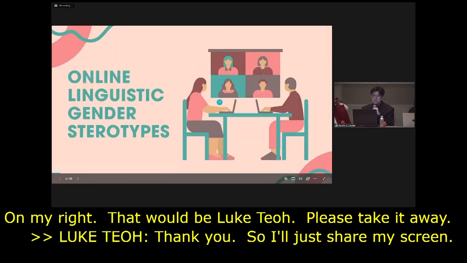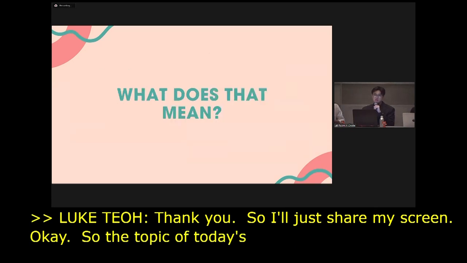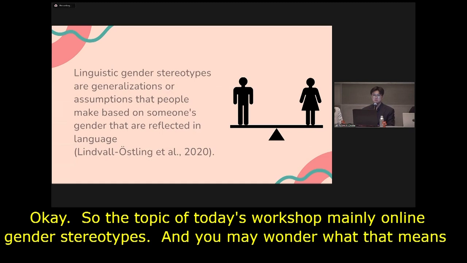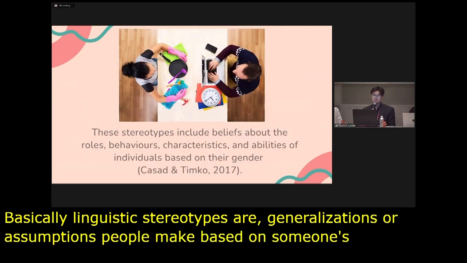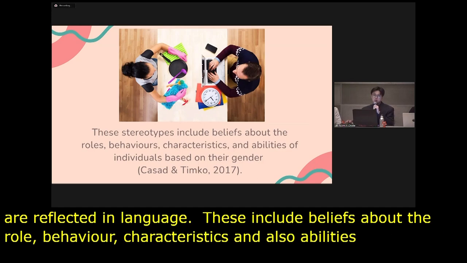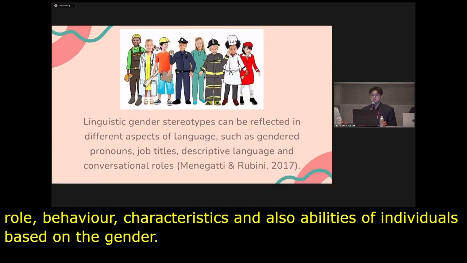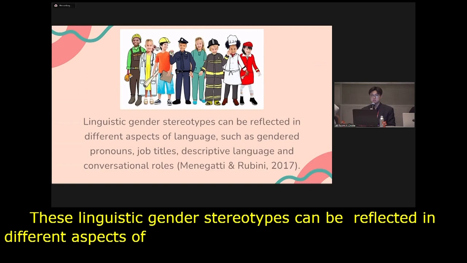Okay. So the topic of today's workshop would mainly be online linguistic gender stereotypes. And you may be wondering, what does that mean? So basically, linguistic gender stereotypes are generalizations or assumptions that people make based on someone's gender that are reflected in language. And these stereotypes include beliefs about the roles, behaviors, characteristics, and also abilities of individuals based on their gender. Now, these linguistic gender stereotypes can be reflected in different aspects of language, such as gendered pronouns, job titles, descriptive language, and also their conversational roles.